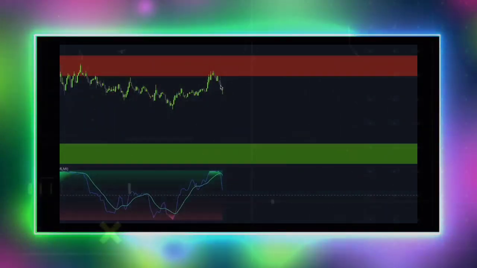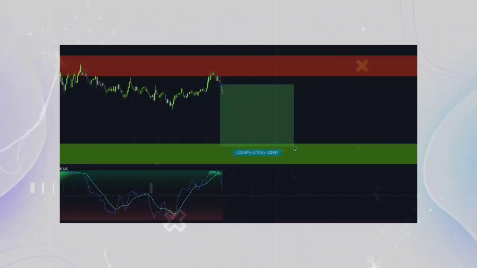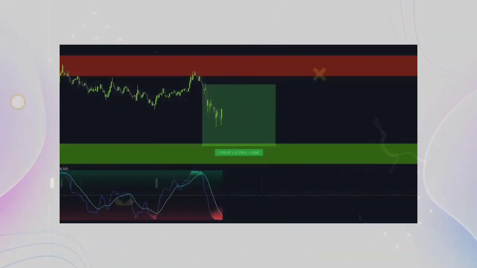Traders, I hope you understand this strategy. Be sure to backtest and forward test it before trading with real money. This way, you'll avoid unnecessary mistakes.